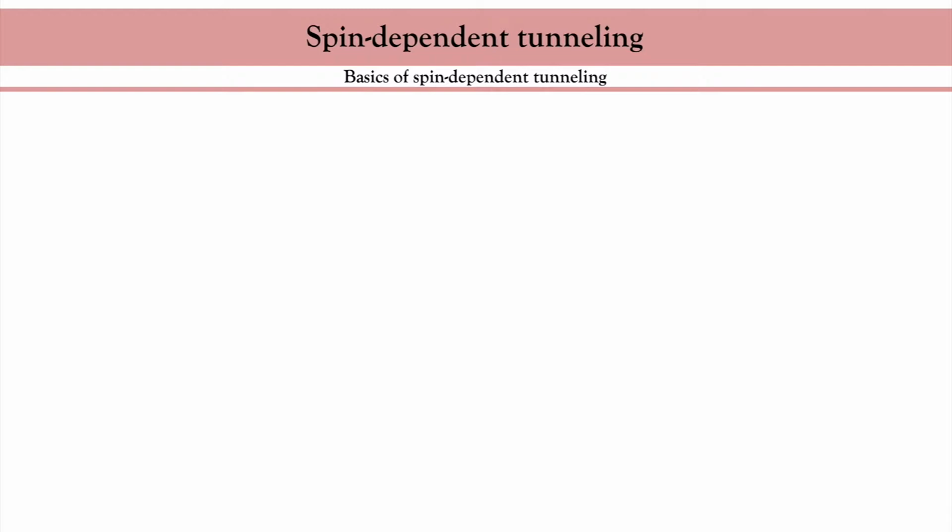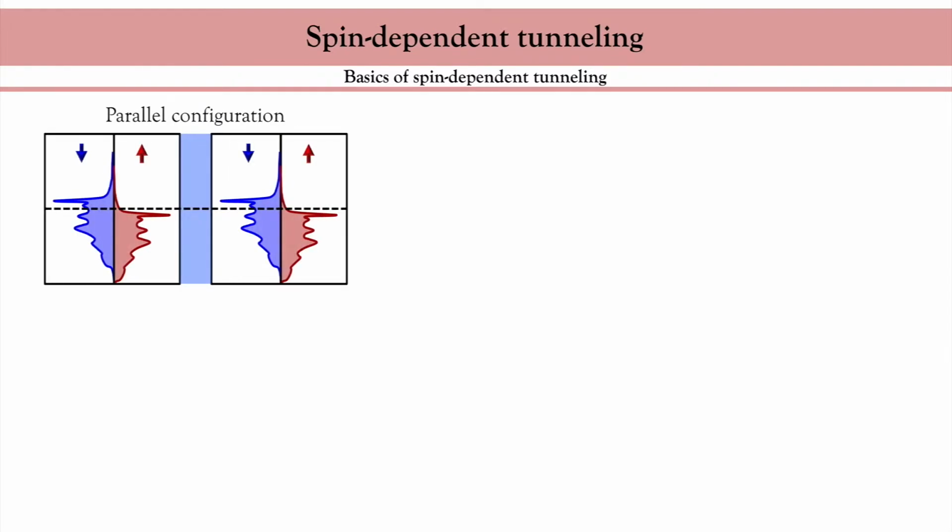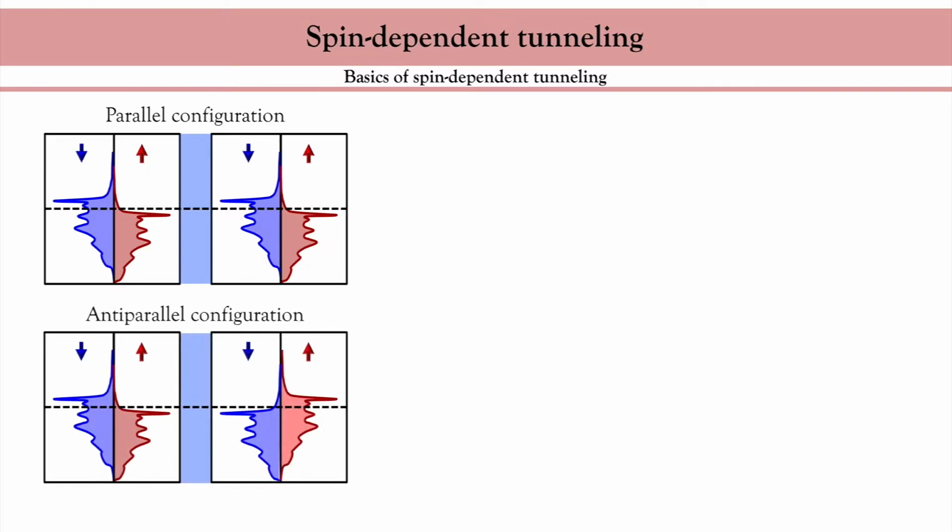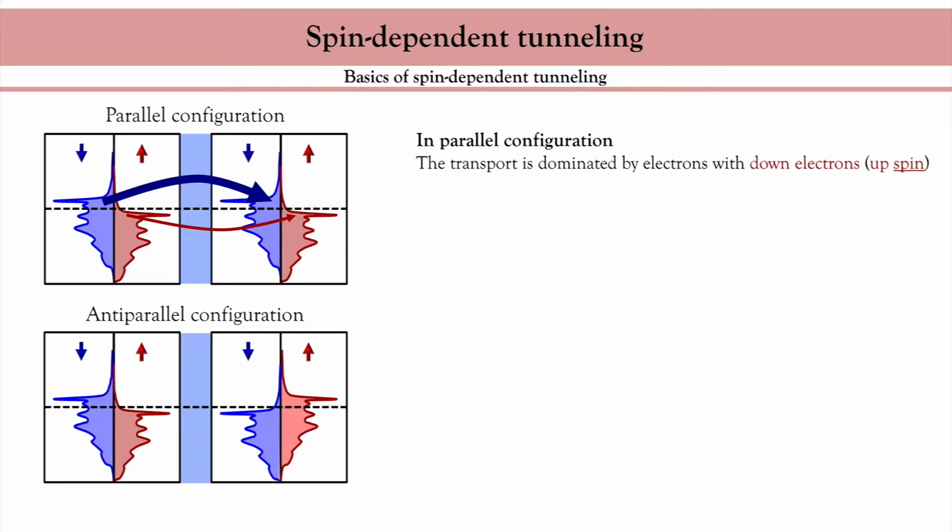Now let's consider a magnetic tunnel junction composed of two ferromagnets separated by a tunnel barrier. On the top panel, I represent the density of states of both ferromagnets when their magnetizations are parallel, and in the lower panel, their magnetizations are anti-parallel to each other. You immediately see that in the parallel configuration, the tunneling current is dominated by the down electrons because they possess the largest density of state at Fermi level.